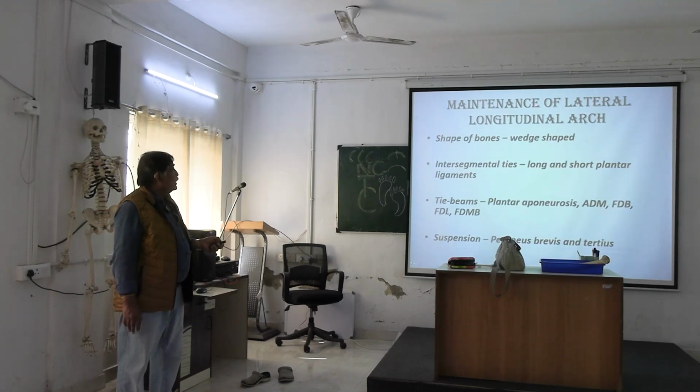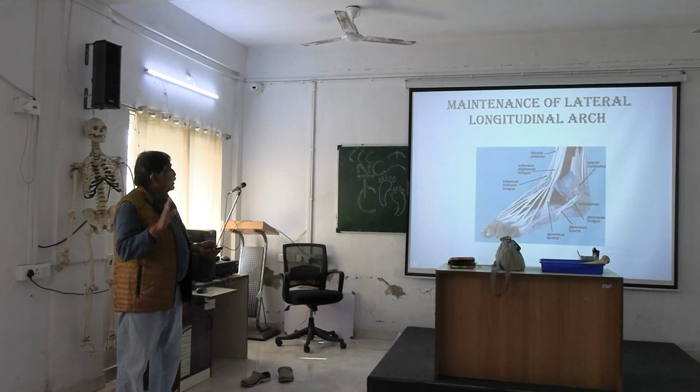Now, maintenance of the lateral longitudinal arch: shape of bones, wedge-shaped; intersegmental ties, long and short plantar ligaments; tie beams, plantar aponeurosis, and these are the tendons. Suspension is the peroneus brevis and peroneus tertius. This will all be shown to you in dissection.